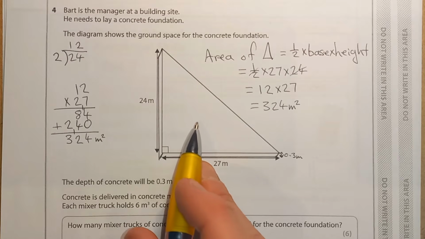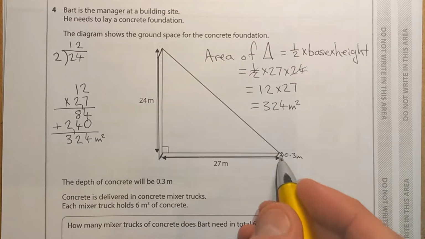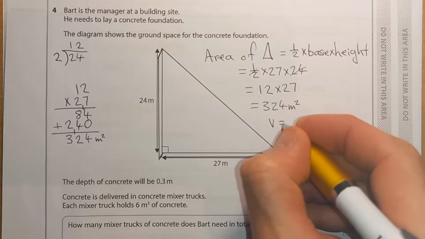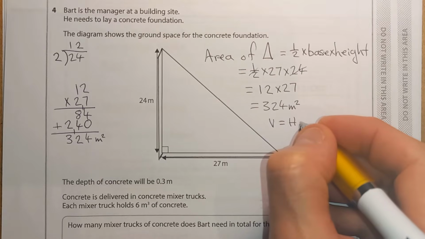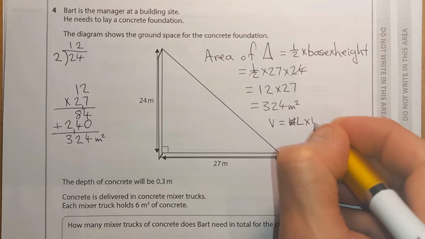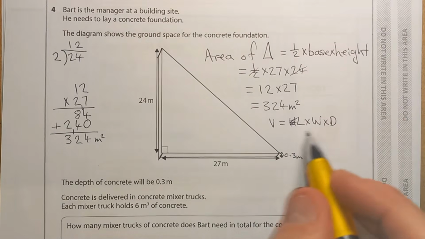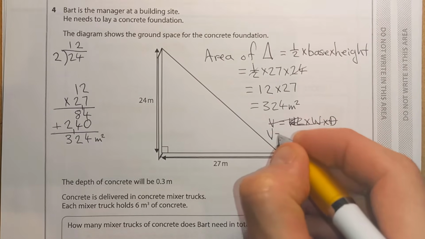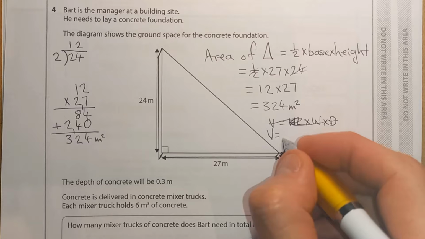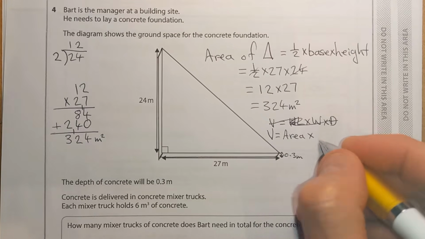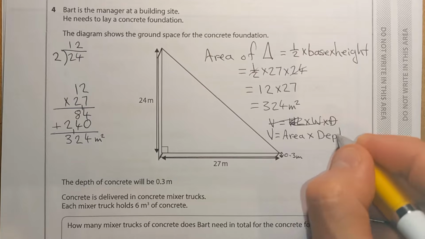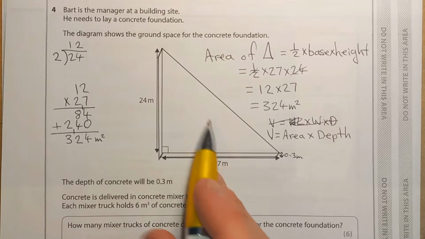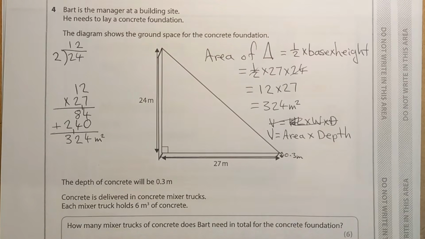Okay, so now we've got the area, we want to work out the volume, so we need to multiply it by the depth. Because if you remember, the volume is the height or length times width times depth. If you think of it like a cuboid, actually no, it's probably better to think of the volume as the area or cross section times the height or the depth. That's probably a better way to think of it. Okay, so if we know the area of the triangle, we multiply it by the 0.3, it'll give the volume.